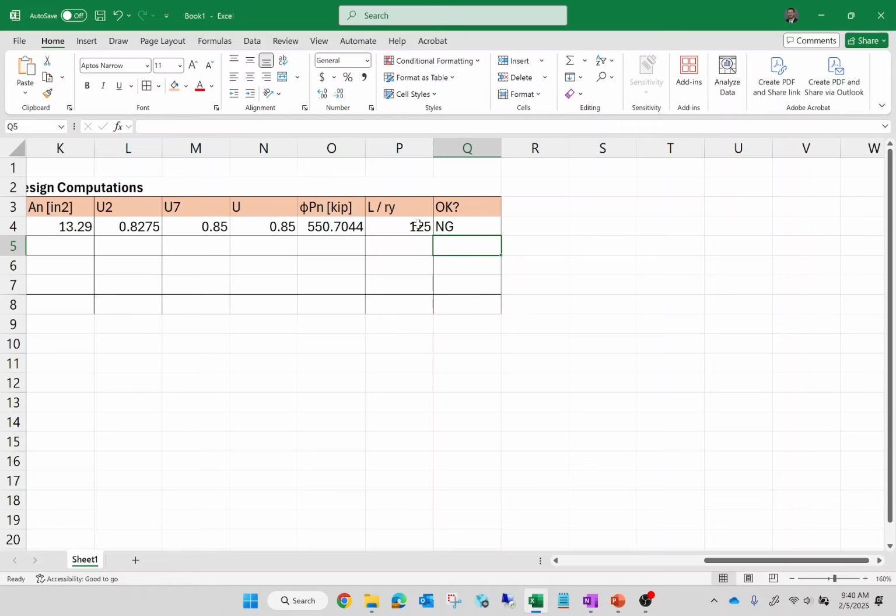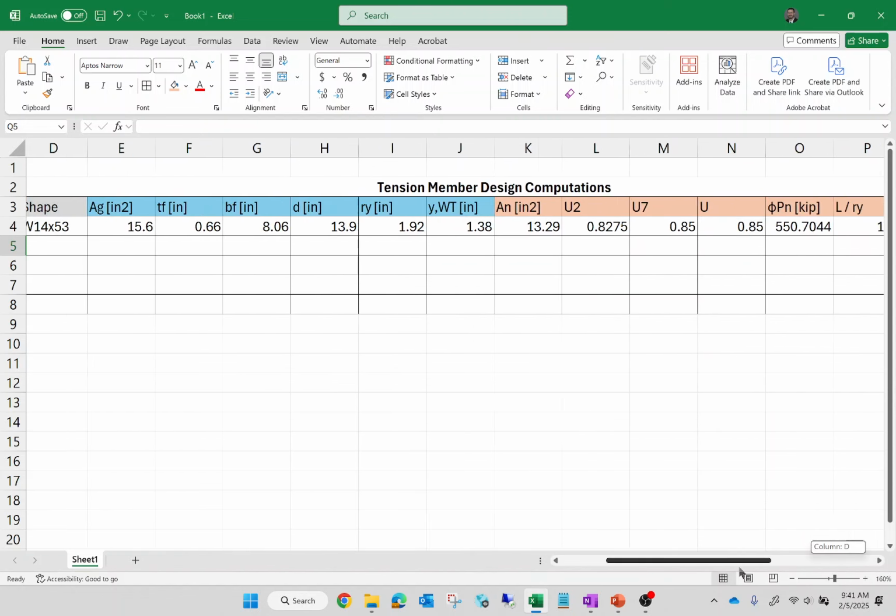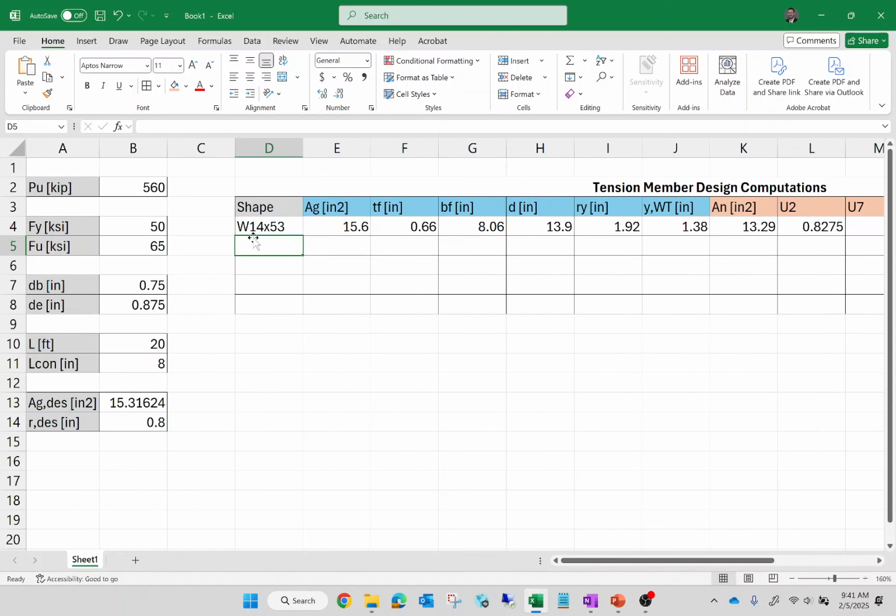So if we had done this by hand and we did the W14 by 53, it wouldn't have worked, would it? Interesting. So tell me what to do now. Try another one. What W14 should I try? What's the next one? The 14 by 61. Okay.